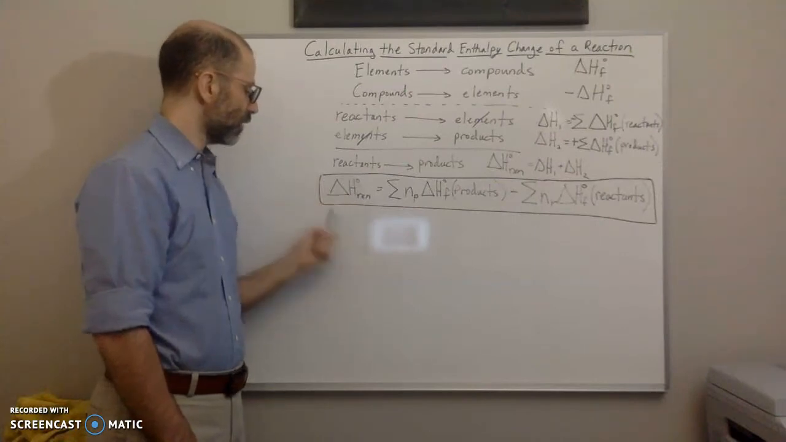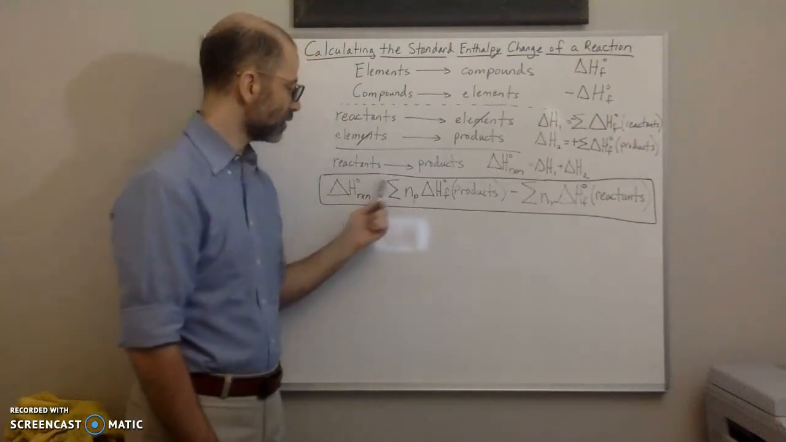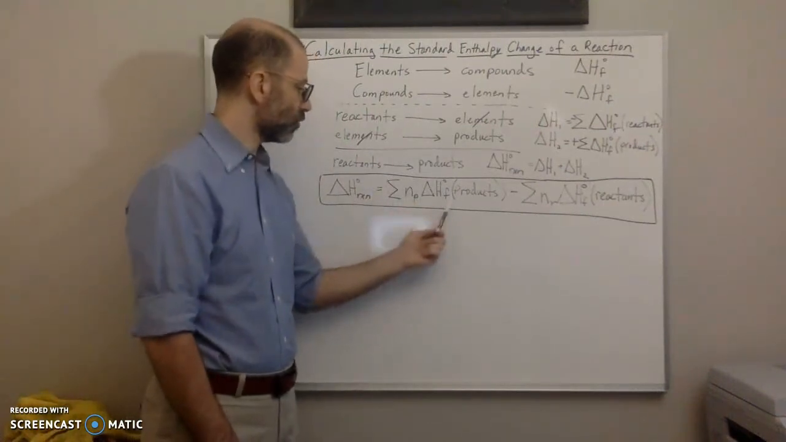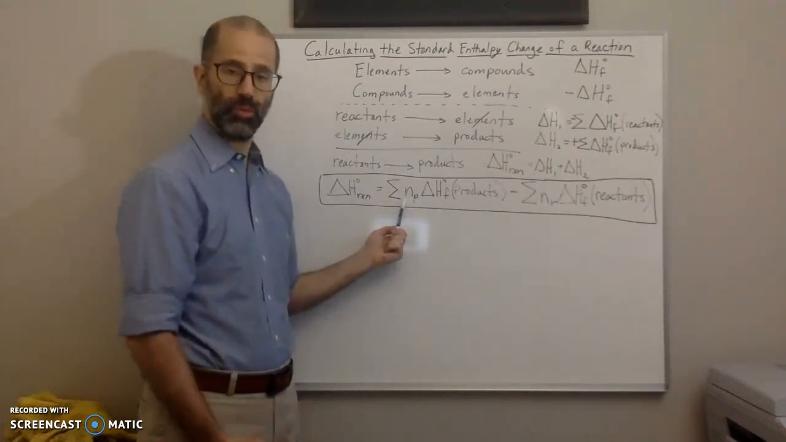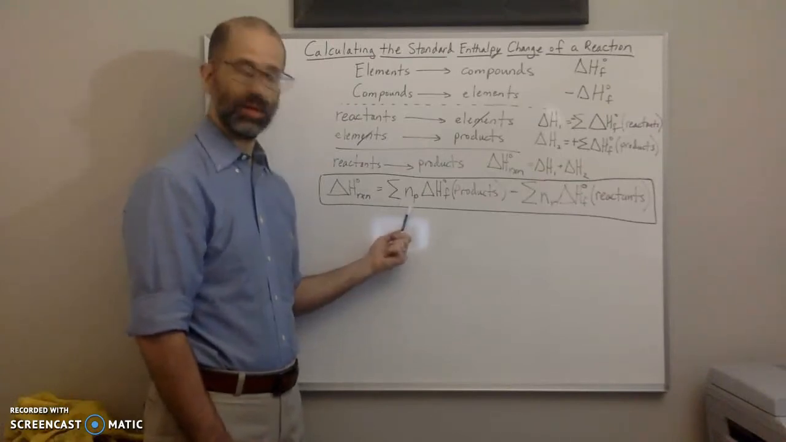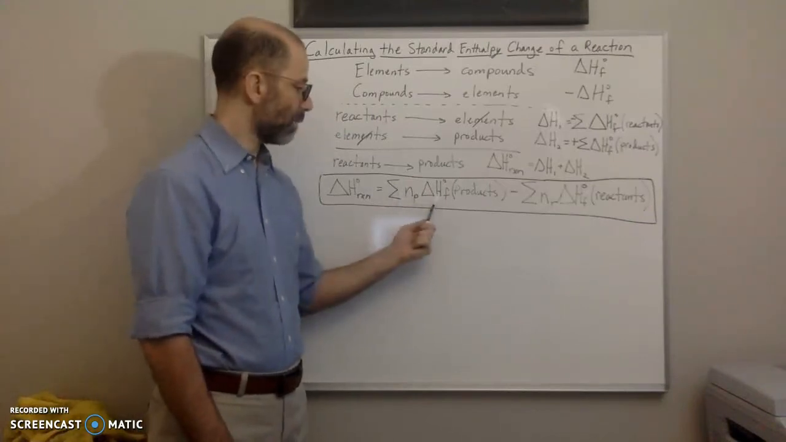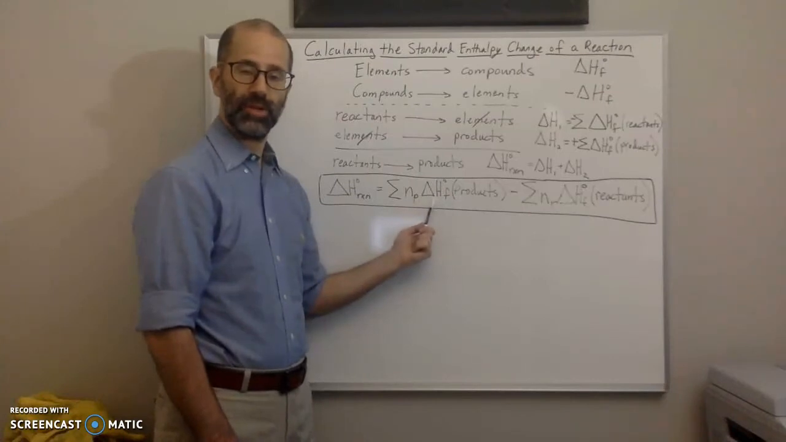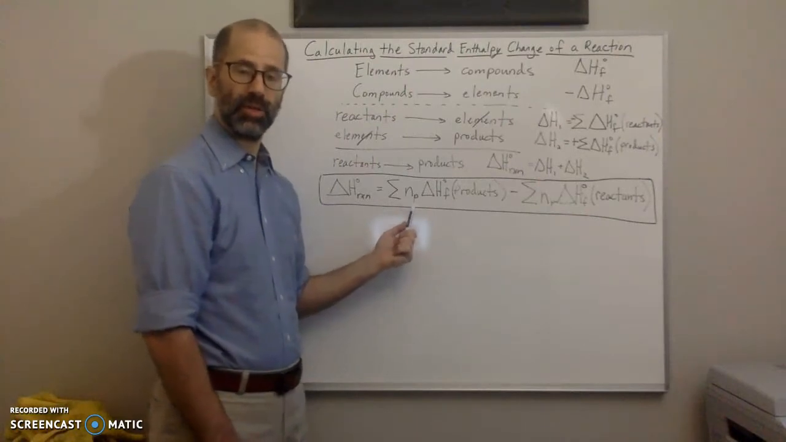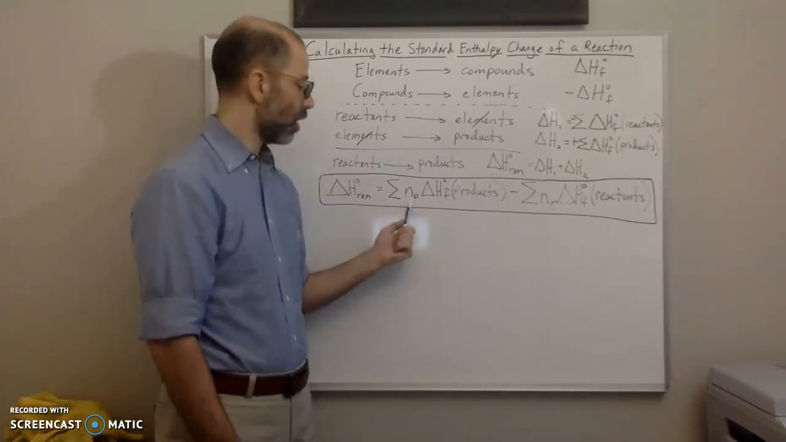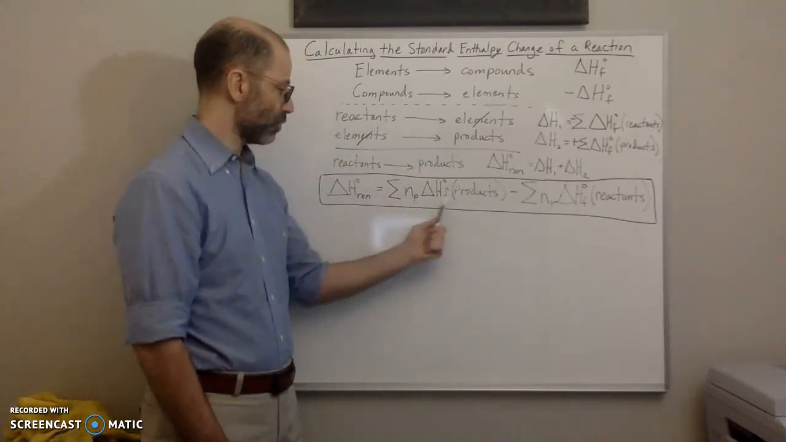So the standard enthalpy of a reaction could be found by taking the sum of the standard enthalpies of formation of the products multiplied by their coefficient, the number of moles. That's just going to be the coefficient in your balanced equation. So you're going to take the coefficient in moles, multiply that by the standard enthalpy of formation for that particular product, and then add to that the number of moles in the balanced equation multiplied by the other product, and then you add these together for your products.